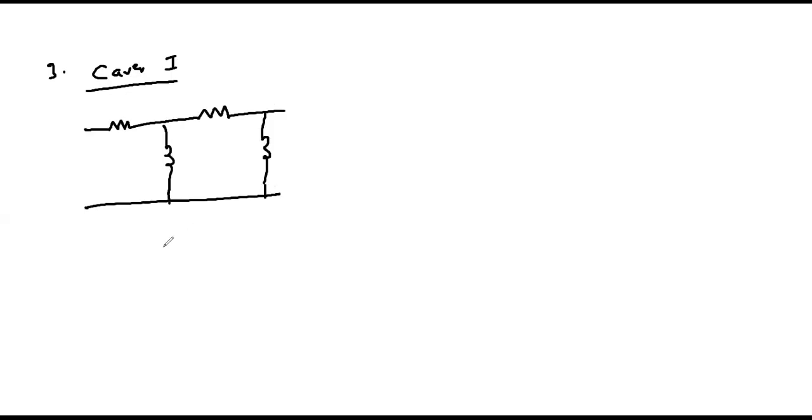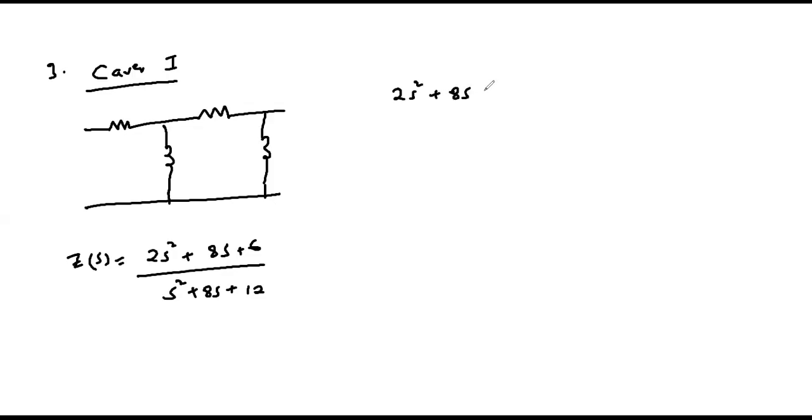To obtain the component values for our network, we use the continued fraction expansion, having written our transfer function in descending powers of s. Notice our Z of s was given as 2s squared plus 8s plus 6 divided by s squared plus 8s plus 12. This is already in descending powers of s, and therefore we can proceed to compute the continued fraction expansion for it, which we can write as 2s squared plus 8s plus 6.